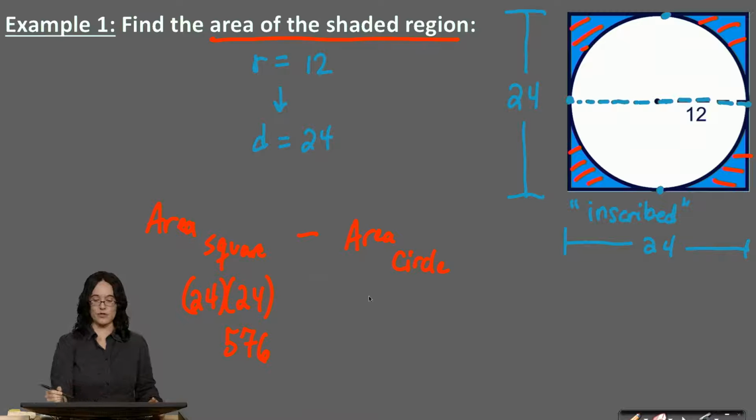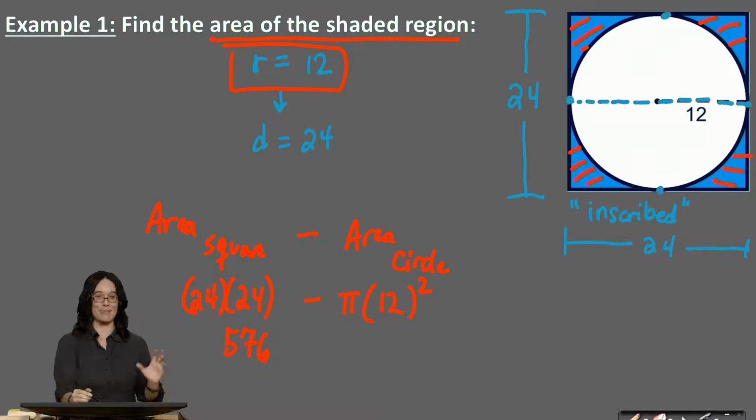Minus the area of the circle. Now what was the formula for area of a circle? That's right, pi r squared. So pi times my radius squared. What is my radius again? Not 24, but rather 12. Good job. So we would need to take 12 times 12 first, right?